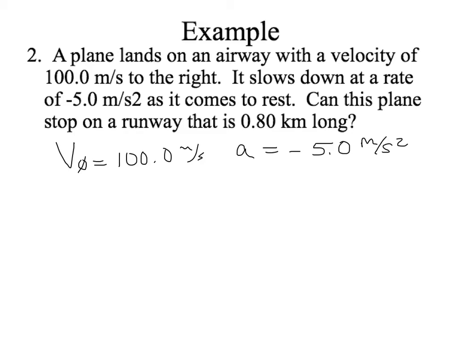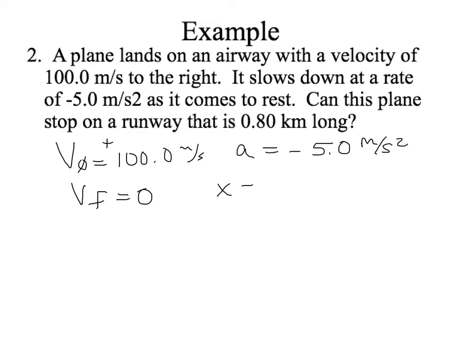Now, they're not always going to just tell you that it's -5. They're going to assume that you know that if you have a positive velocity initially and you're slowing down, that your acceleration is negative. So kind of review back the few slides ago, or the first kinematics. And then it's going to come to rest. And the question is, can this plane stop on a runway that is 0.8 kilometers long?